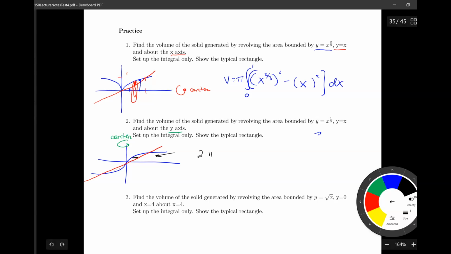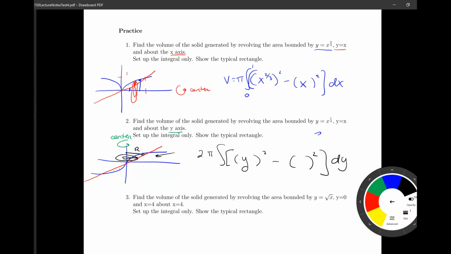So I'll have 2 times pi, and then let's spin it around: outside radius, inside radius. The outside radius will be out from here, and the inside radius is in there. So outside radius, inside radius, dy integration, because this is how I built the rectangles. The outside radius will be from the y-axis out to the line. It is y equal x, so make sure I put in x equal y.